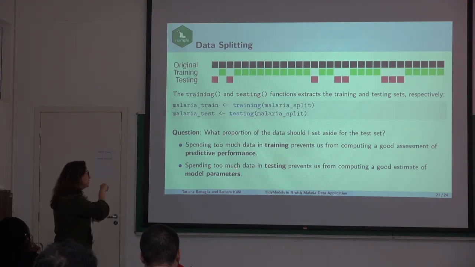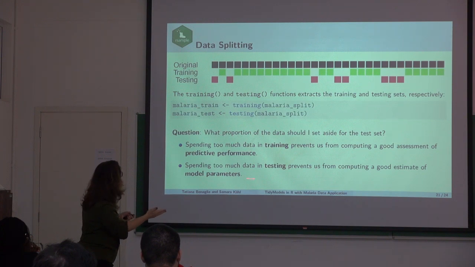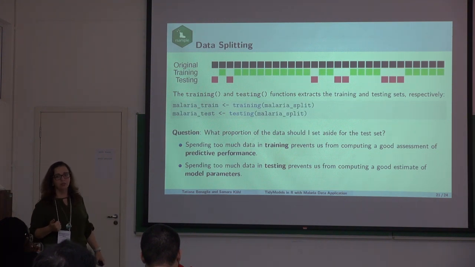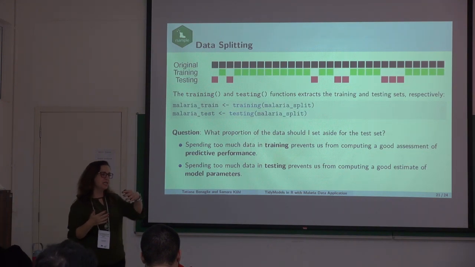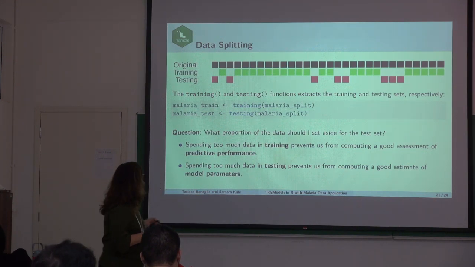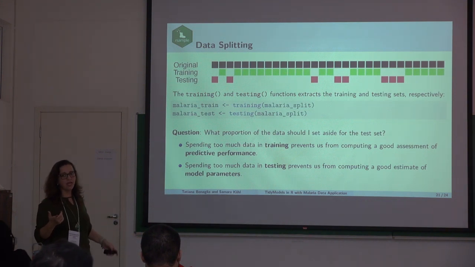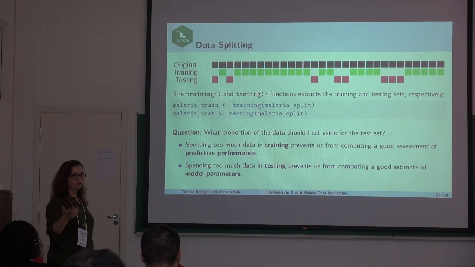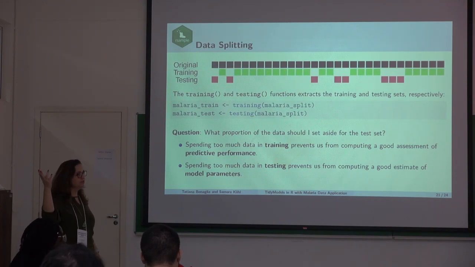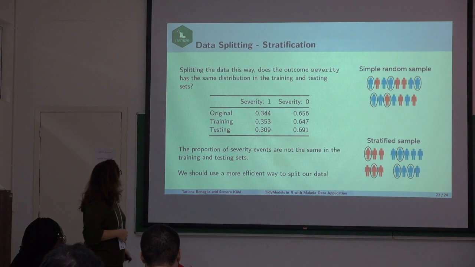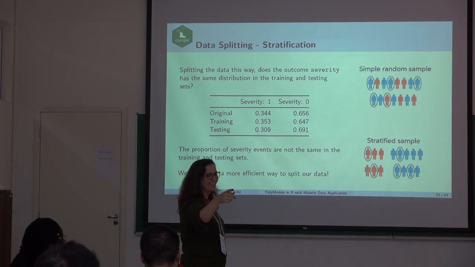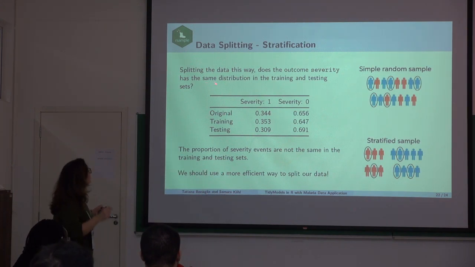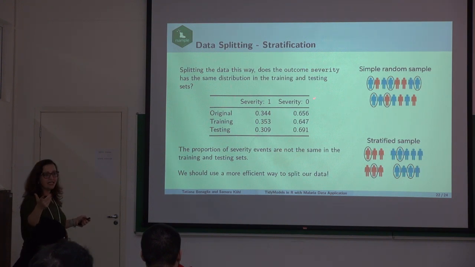And if I spend too much data on testing, then I don't have a good estimate of the model. You never win. That's the thing. So you have to find, usually they say 75, 25, and it also depends on how many observations we have. Here we only have 337, but sometimes you have thousands of data, then you are fine. So that's Mariana's question.